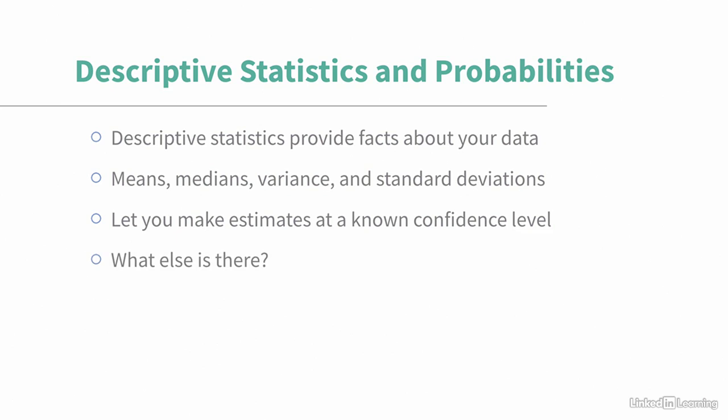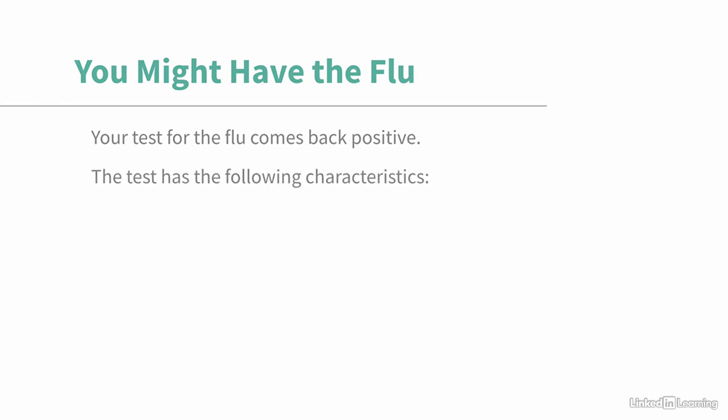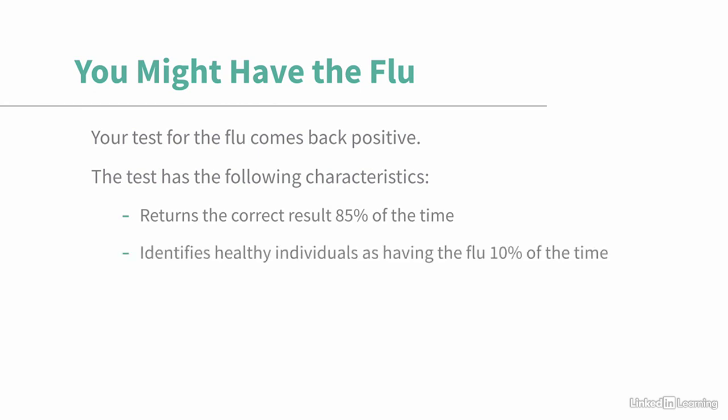It turns out there's a lot more. Let me give you an example. Let's assume, for the sake of argument, that you might have the flu, and your test for the flu has come back positive. The test has the following characteristics, and all of these will be important for our analysis. It returns the correct result 85% of the time. It identifies healthy individuals as having the flu 10% of the time.